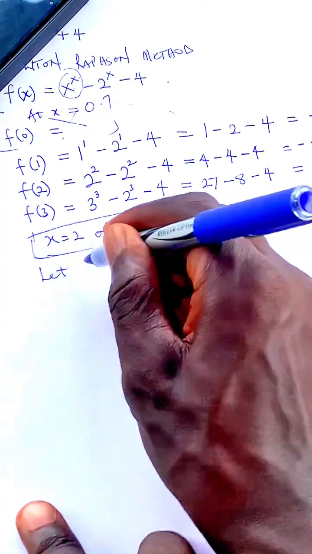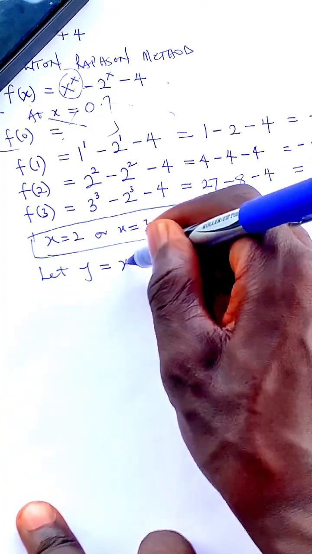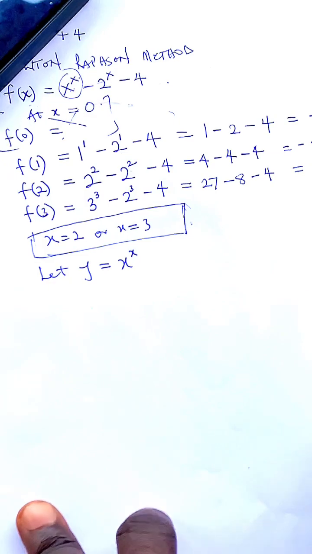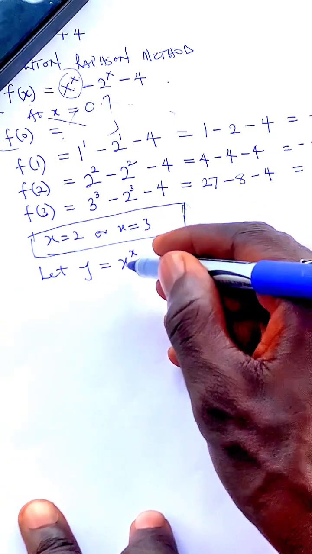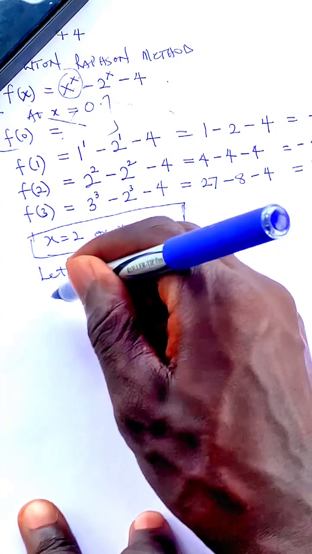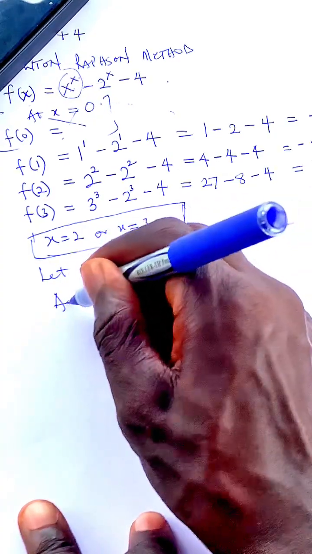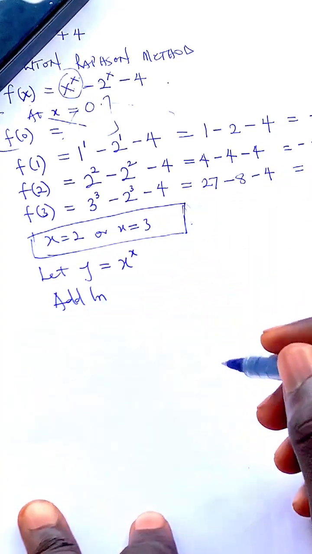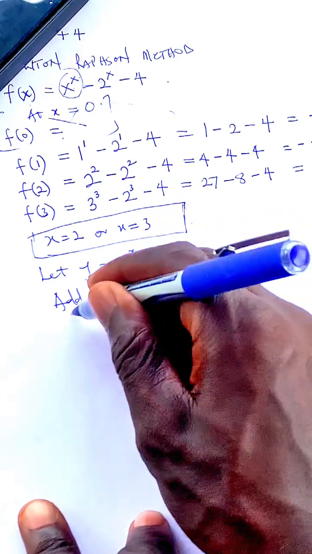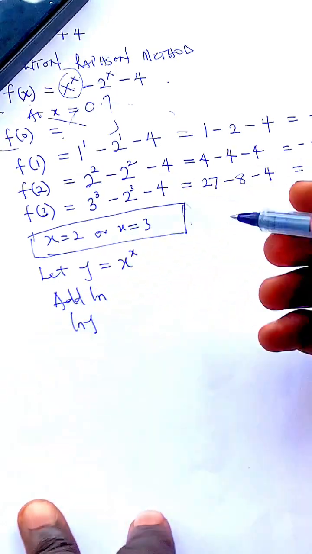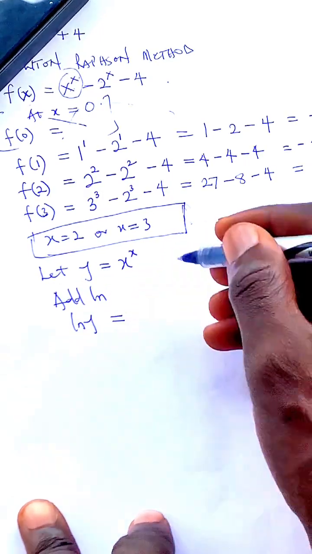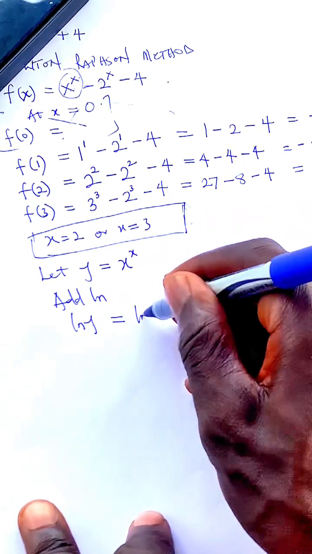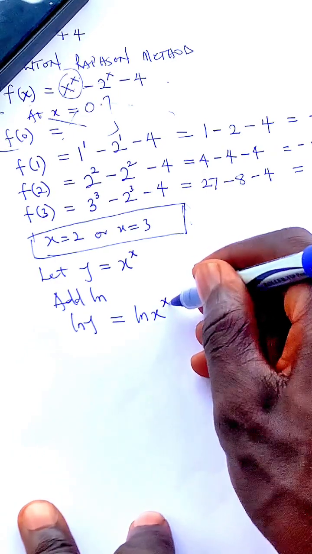That is, let y equals x to the power of x. To do that, you take ln of both sides. Here we have ln y is equal to ln of x to the power of x.